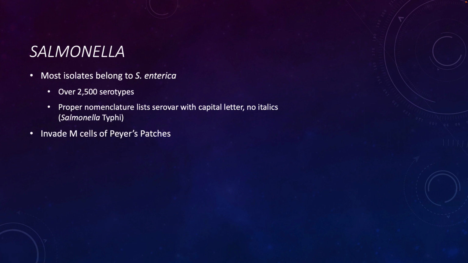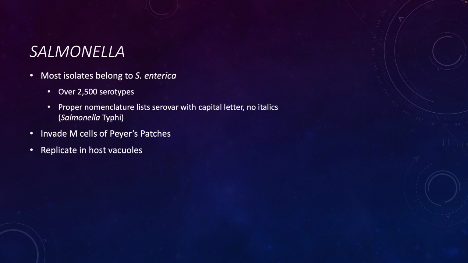Salmonella species, both the one that causes human disease and the one that causes animal disease, and all of the serovars associated, are really great at invading the host. So unlike E. coli, Salmonella tends to be fairly invasive, and it will actually invade the M cells that are found in Peyer's patches of the GALT, the gastrointestinal associated lymphoid tissue.